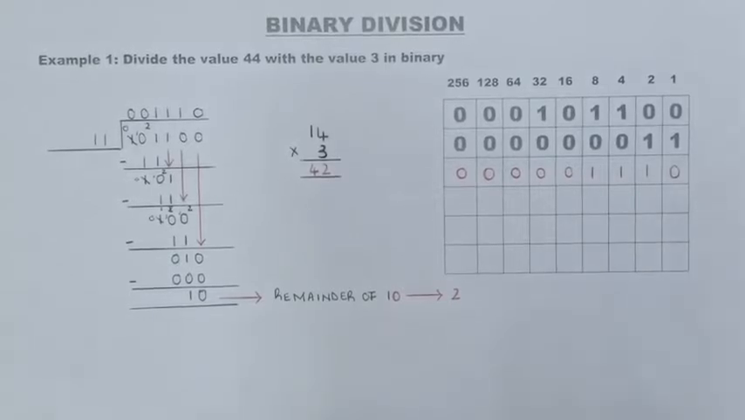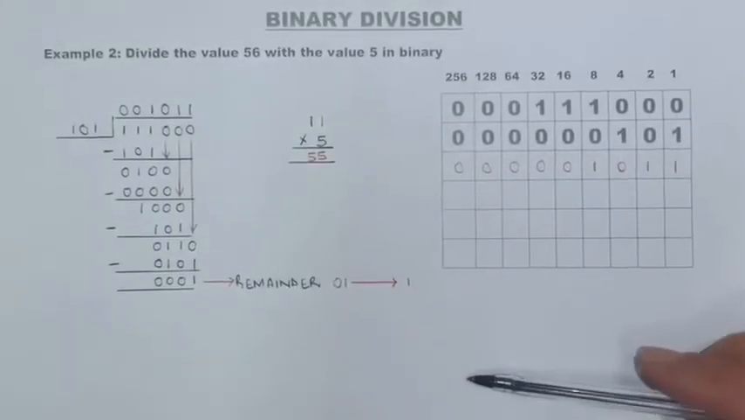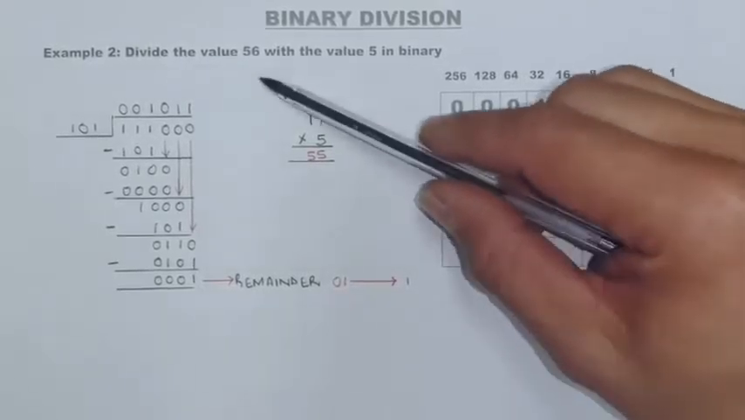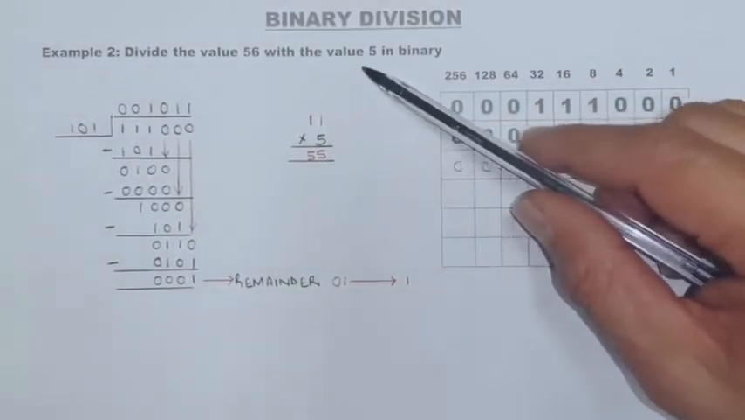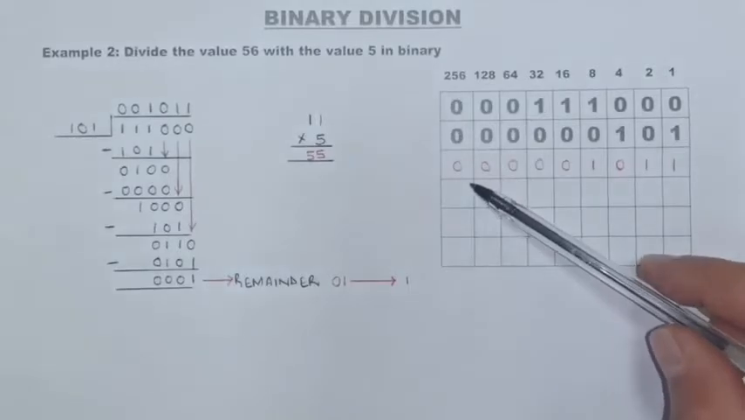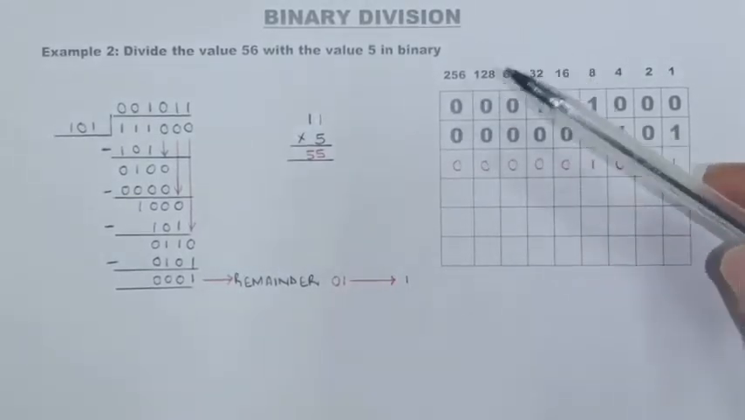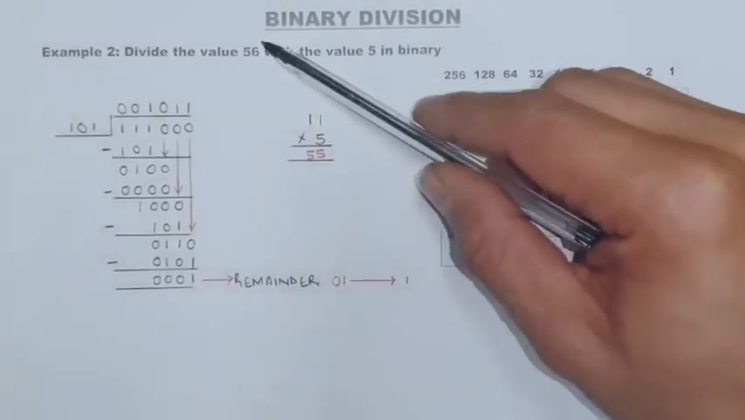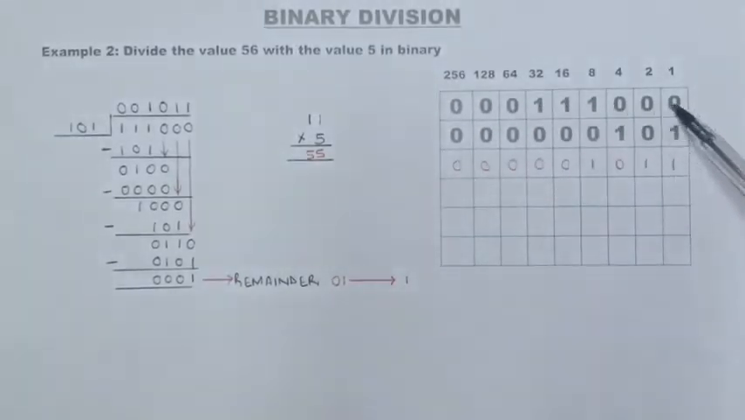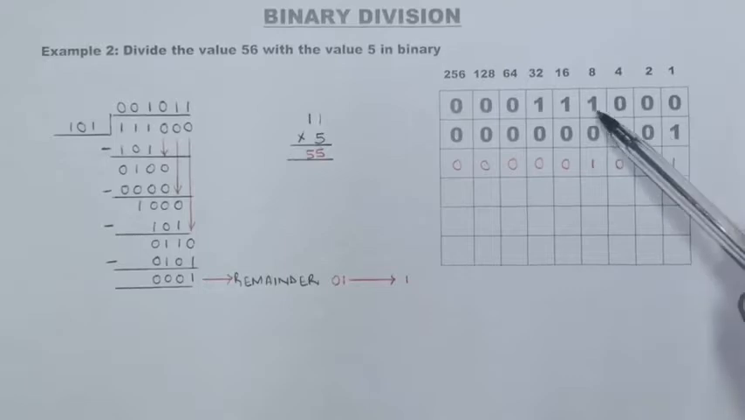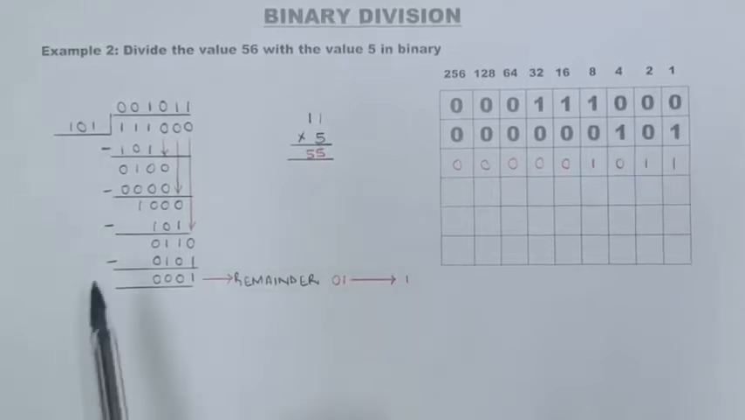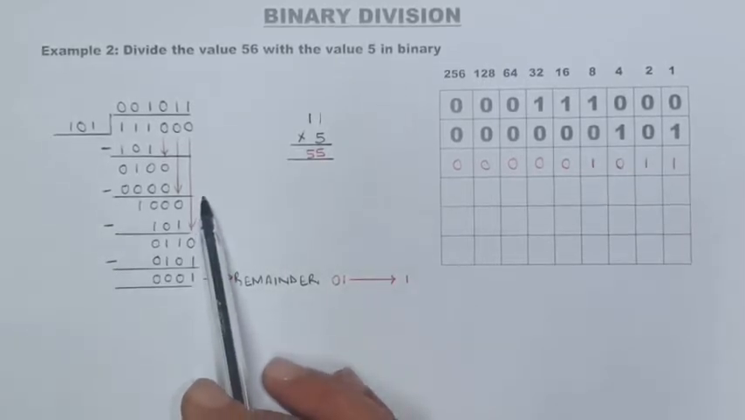Let's go to my second example. In example number 2, we're going to have 56, which we're going to divide by 5. The first thing you need to do is take those values and put them into your code system so you can see the binary equivalent. After that, you can start dividing those two values into each other.